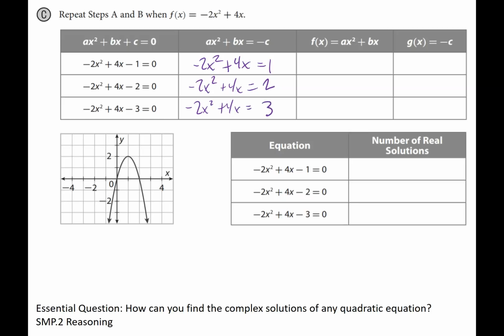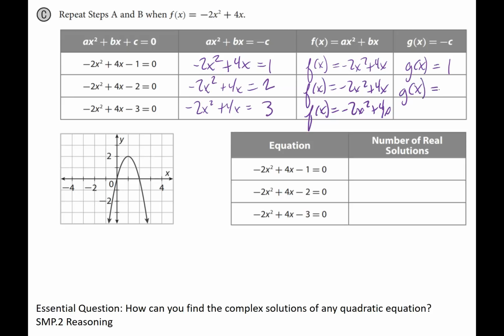Then we're going to set each one of these equal to f. So f of x equals -2x squared plus 4x. We have that same thing 3 times. And then we're going to set each g of x equal to the c value, which is 1. You're going to ignore the negative because they ended up being positive. That's just stating that it was the right side of the equation. So g of x equals 1, g of x equals 2, and g of x equals 3.